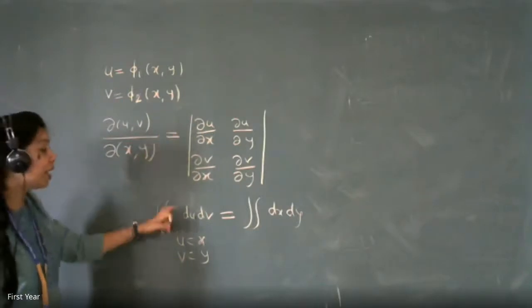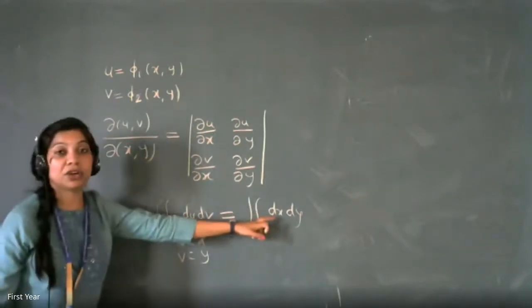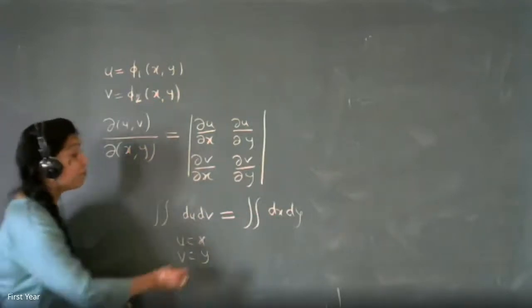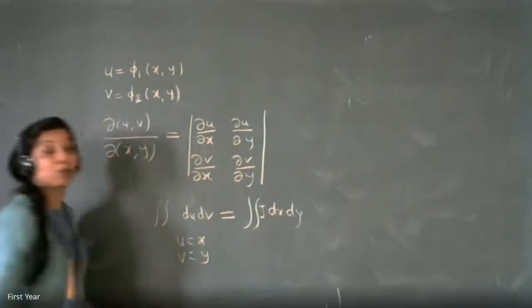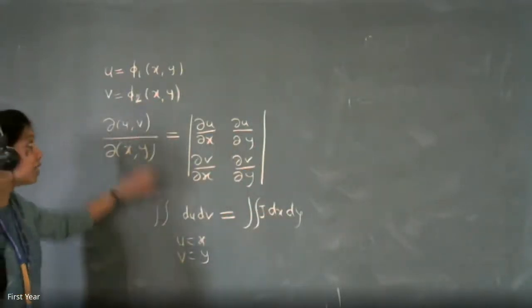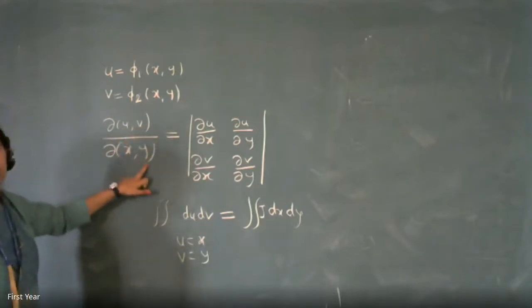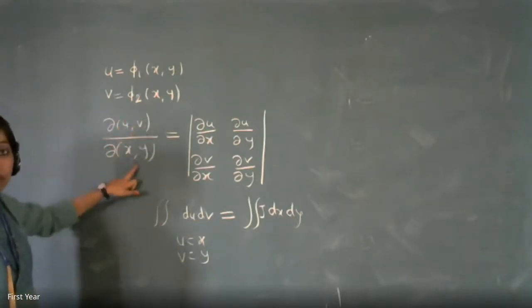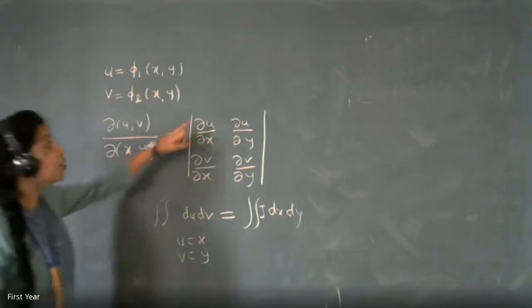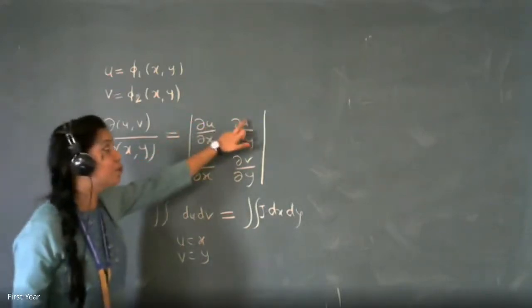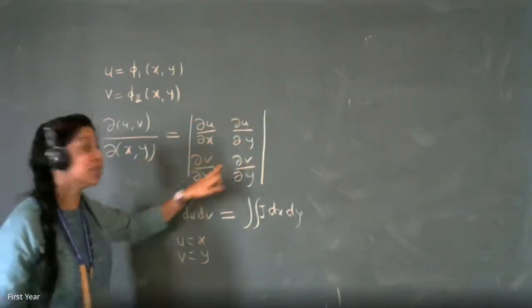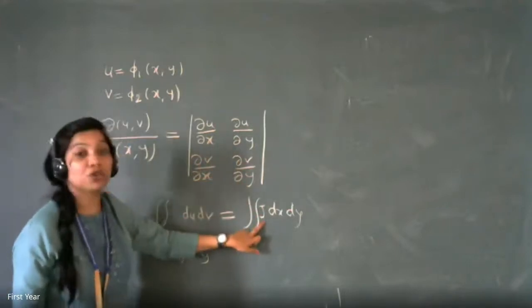So I directly cannot write du dv as the double integration of dx dy. There will be a factor which is called the Jacobian. And what is that Jacobian? It transforms uv in terms of xy, which considers the change of u with respect to x, u with respect to y, v with respect to x, and v with respect to y. Now this term should be a number.